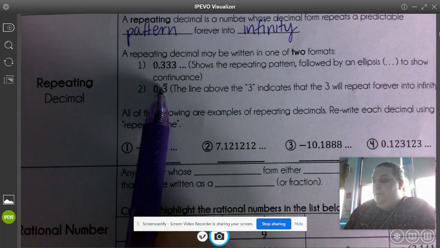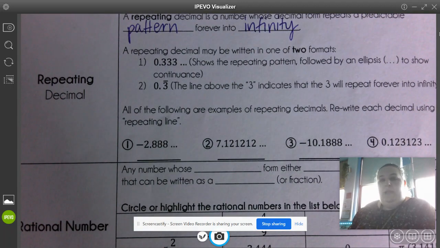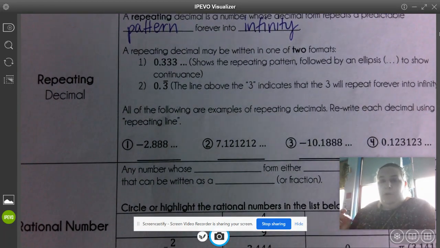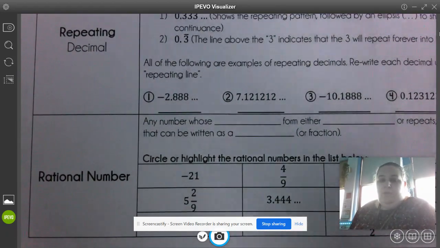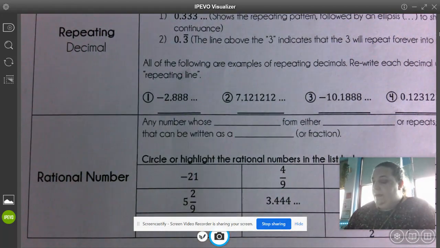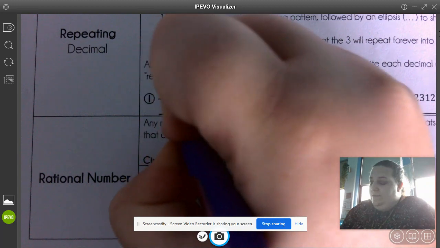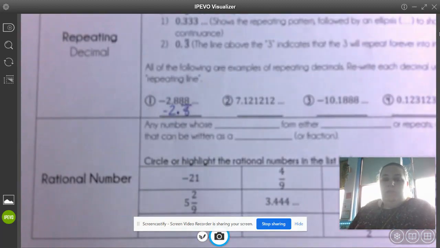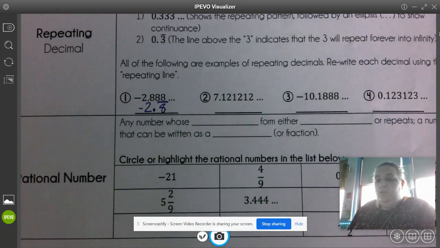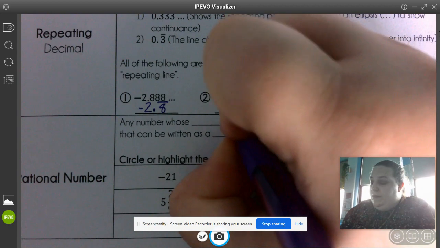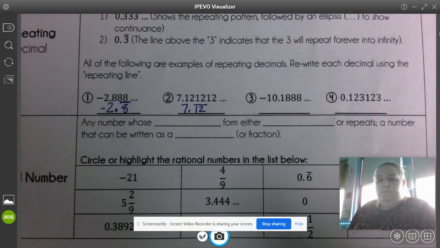So I prefer the bar that you can see in this next example, where basically you shorten it to just a pattern and put a bar over it to show that pattern repeats forever. Okay. So we're going to use that, and that's once again what I would prefer to see here. The pattern repeating after the decimal in this one is 8. So -2 is unaffected, and we write 8 with just a bar over it. Now, in this next one, I see it's 1, 2, 1, 2, 1, 2. So I have multiple digits repeating, which once again is okay. We just put a bar over all the digits that are repeating.